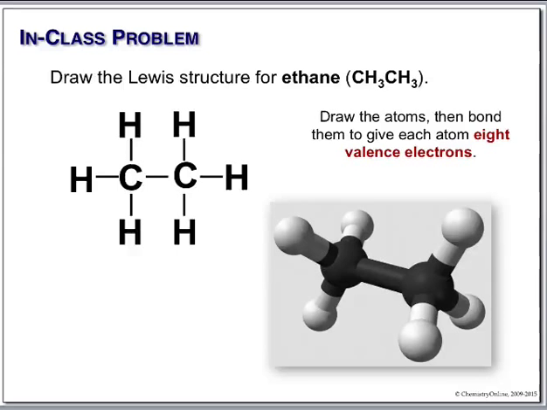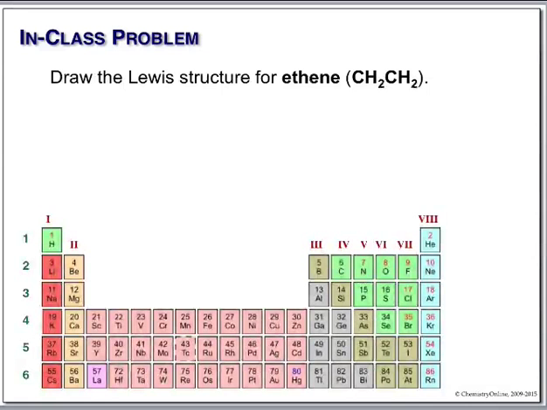All right. Let's look at a different carbon compound. Instead of ethane, this is going to be called ethene. Ethene has two carbons and only four hydrogens. Go ahead and draw the Lewis structure for ethene.